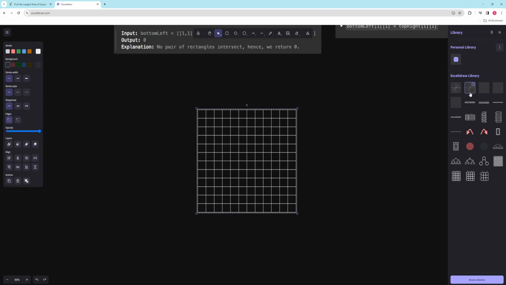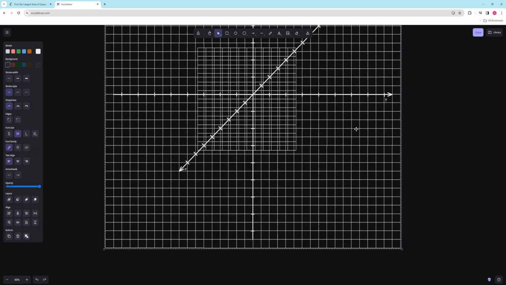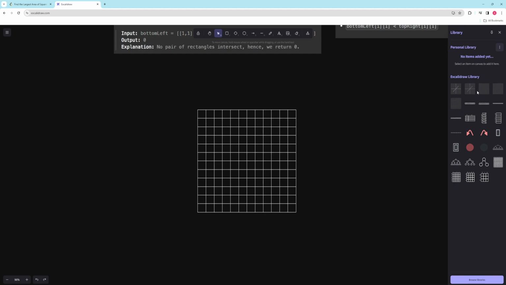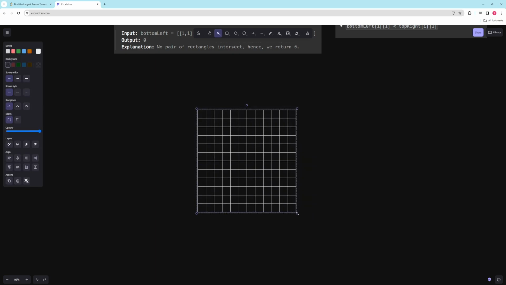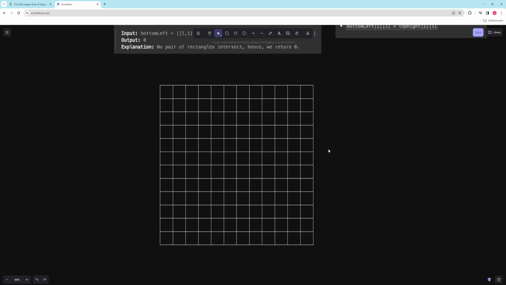Maybe we can have one with numbered axes. Is there a numbered X and Y? I don't see it, but this is fine too. So we'll just use this and we'll just show some rectangles, and we'll just make up some points. So let's say we have a square here. And we have another square. Or not square, rectangle. Let's say we have another rectangle like this.